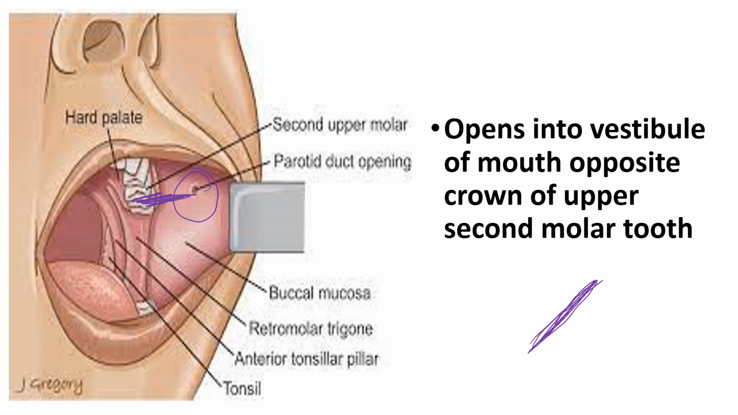This oblique course will act as a valve. For example, when you blow a balloon, this duct will not get compressed, and moreover it will not allow the saliva or any infectious material to reach the parotid gland and bring about infection there. So the oblique course of this duct is very important and it acts as a valve.